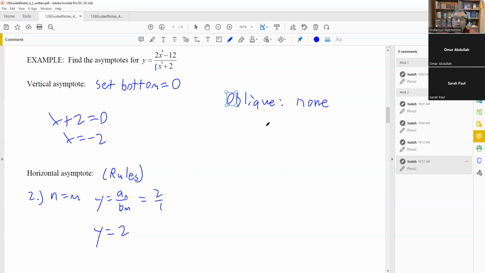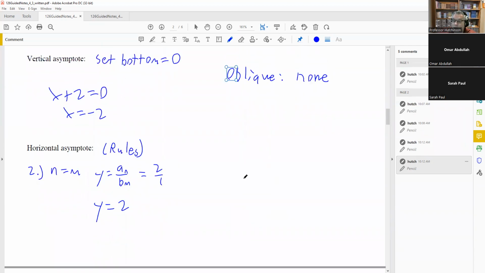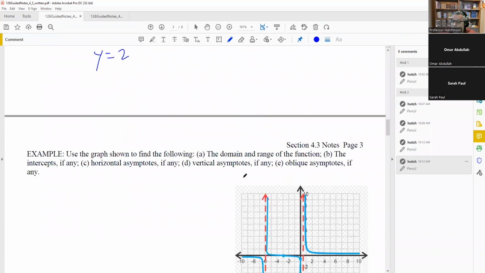Sometimes you might have to put that there are no oblique asymptotes or no horizontal asymptotes, depending on the question that you have. They will ask you that in the homework. So if it did ask you for oblique, we'll just say none in that case. And that's all we have to do for this one. We just want to find the asymptotes only.